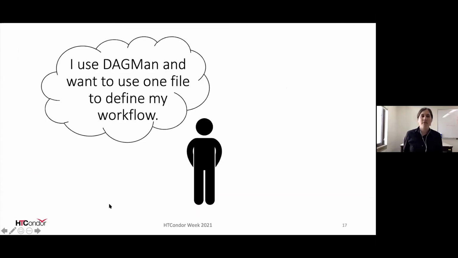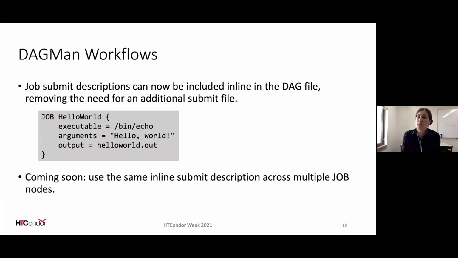And then finally, we have our user who uses DAGMan, and specifically, instead of having a DAG file that references other submit files, just wants to have one file, a DAG file. And this is now possible. Submit descriptions can be included inline in a DAG file, removing the need for an additional submit file. There's an example of what that syntax looks like here.